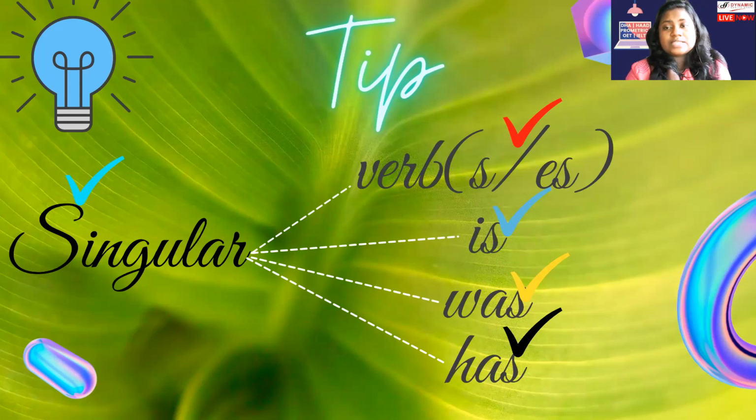Verb, S or ES, S is there. Is, S is there. Was, S is there. Has, S is there. Okay, that is a tip. Singular starts with S, so the verb we are using should also have S. When you check the plural, when we add verbs to a plural subject, it is "are", there is no S. "Were", no S. "Have", no S. Only with these words is S there, and that is to be used with singular subjects or singular nouns.